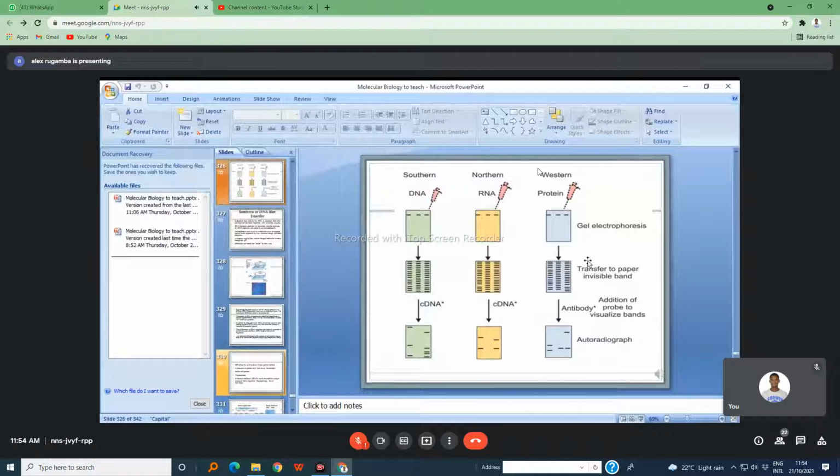But all these are based on the gel. I don't remember if you remember the transfer extracted from DNA.